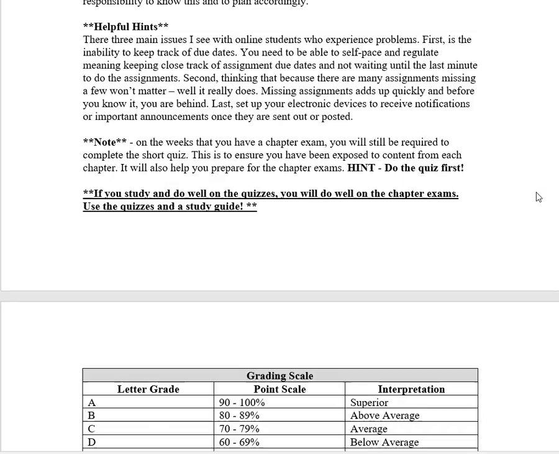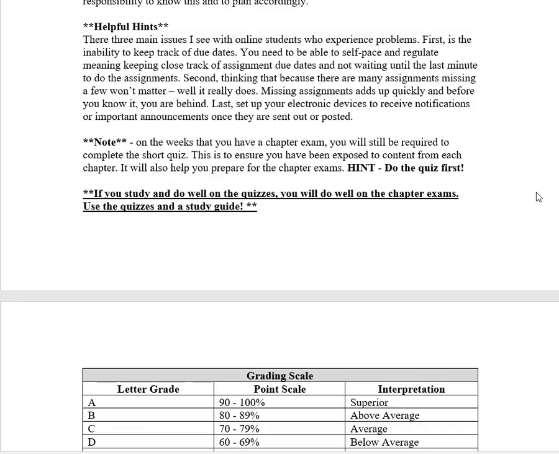Over the course of my teaching career, I have found that there are 3 main issues that I see with online students who have some problems. First is the inability to keep track of due dates. You need to be able to self-pace and regulate, meaning keeping track of the assignment due dates and not waiting until the last minute to get stuff done.